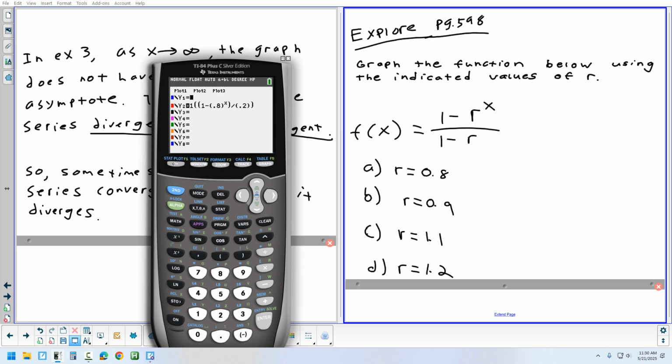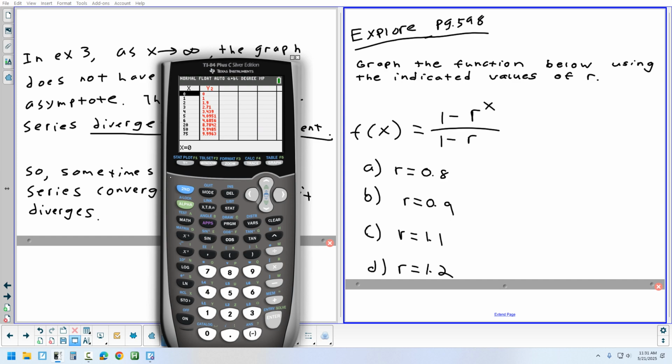Okay, let's try when r is 0.9. Before I do it, anyone have a guess if it's going to be converging or diverging? Converging because it's still less than 1. Yeah, so that's what we're getting at. We're trying to figure out what is the characteristic of r to make it converge or diverge.